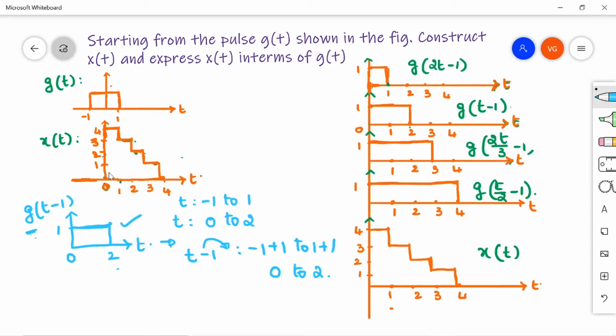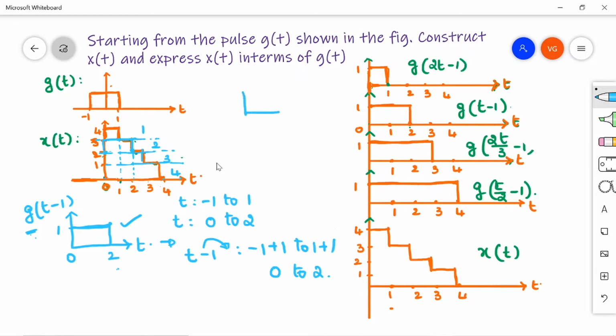So if you observe this x of t, you just divide it into layers like the previous problem. If I divide this into layers, this is my top layer, this is the second layer, layer 3 and layer 4. So this is 1, 2, 3, 4. So if you observe here, the top layer is from t is 0 to 1. The second layer is from 0 to 2. The third layer is from 0 to 3. The fourth layer is from 0 to 4.